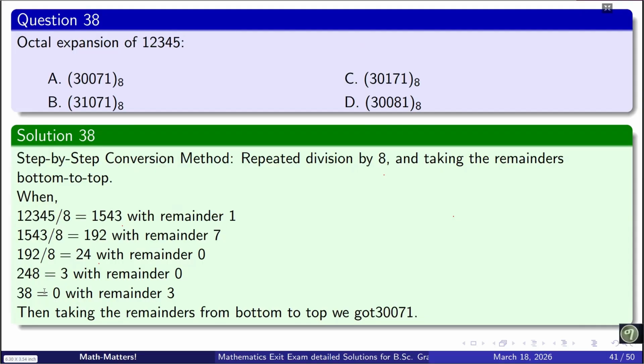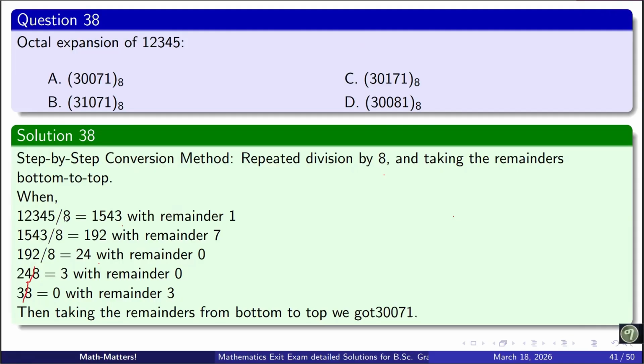24 divided by 8 is simply 3, and the remainder here is 0. And again, 3 divided by 8: the quotient is 0, and the remainder is 3.